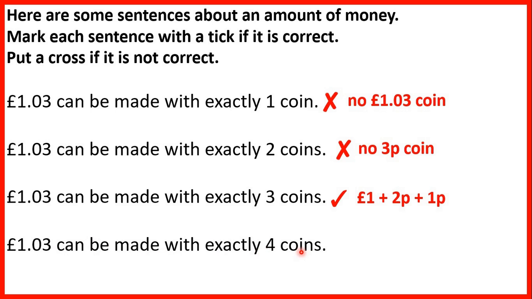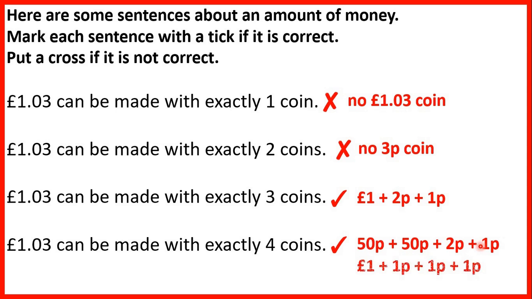exactly 4 coins. That's true as well, because we can have a 50p coin, another 50p coin, so that's £1, a 2p coin, and a 1p coin, so that's 3p. Or we could have a £1 coin and then 3 1p coins, because 3 1p coins will total 3p, so that's 4 coins to give us £1 3p.